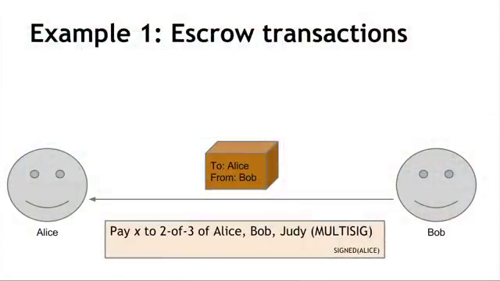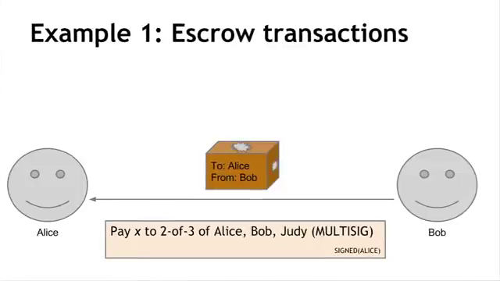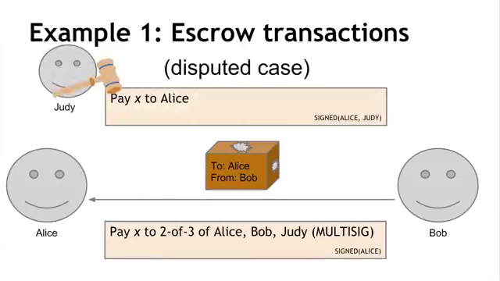Now, what would have happened if Bob didn't actually send the goods, or if he tried to send them and they were lost in the mail? Maybe he sent the wrong size. Alice now doesn't want to pay Bob because she thinks that she got cheated and she wants to get her money back. So Alice and Bob are definitely not both going to sign a transaction that releases the money to Bob, but Bob's also not going to sign a transaction that releases the money back to Alice because he may be denying Alice's claim of fraud here. So now we're going to have to get Judy involved.